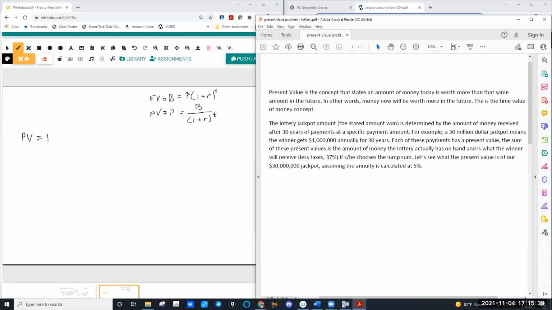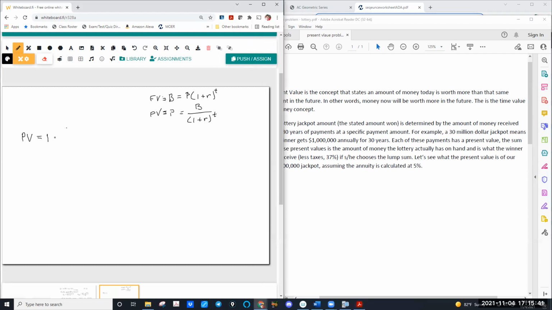Well, he's also going to get $1 million a year from now. But that $1 million is going to have 1 year to accrue interest. And we're going to do this at 5%. So 1 plus 0.05 to the first. That's the present value of $1 million a year from now. Now we can see that the 1 plus 0.05 is 1.05. So that's going to be the 1 plus R for all of these.